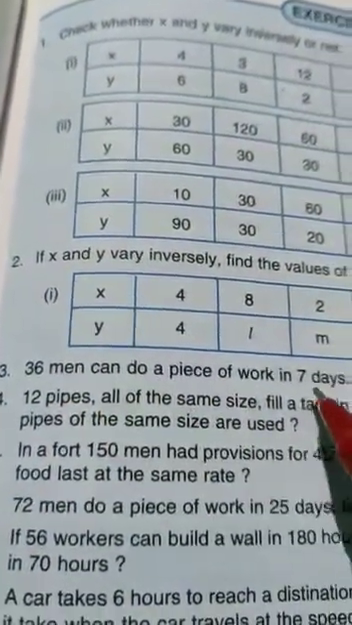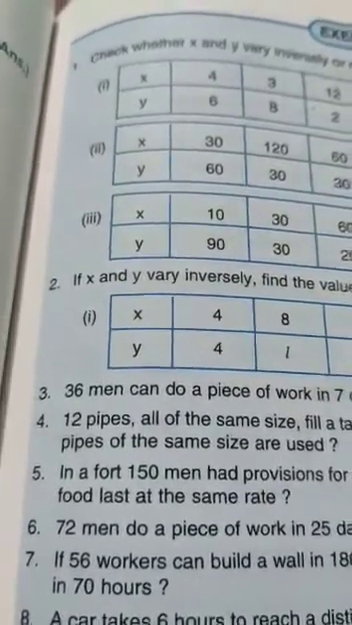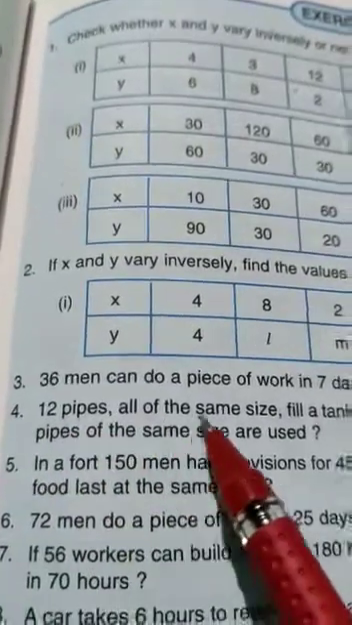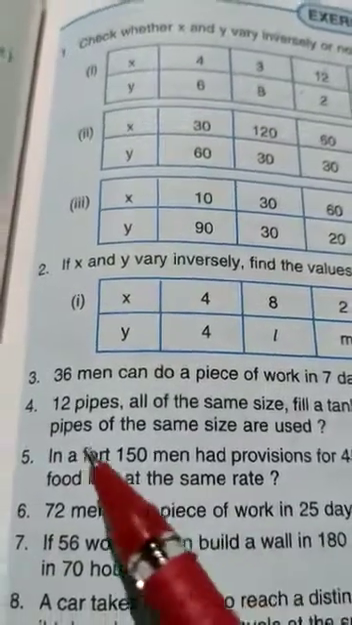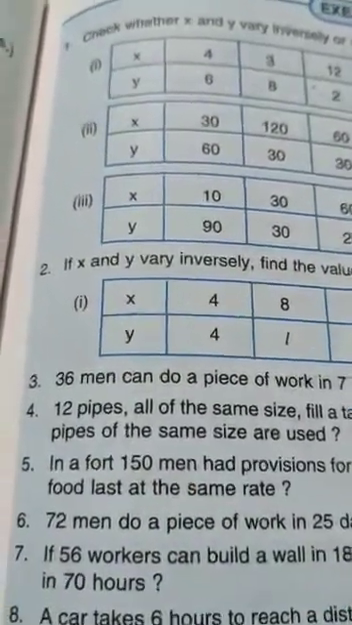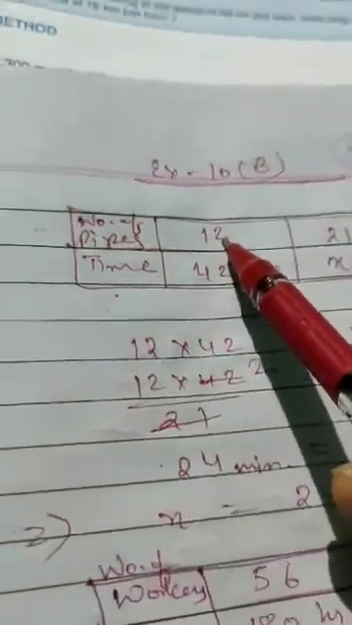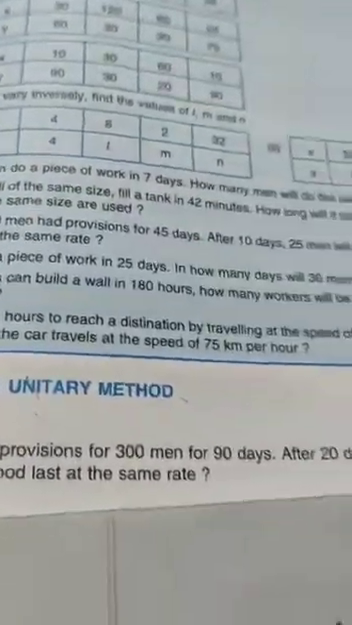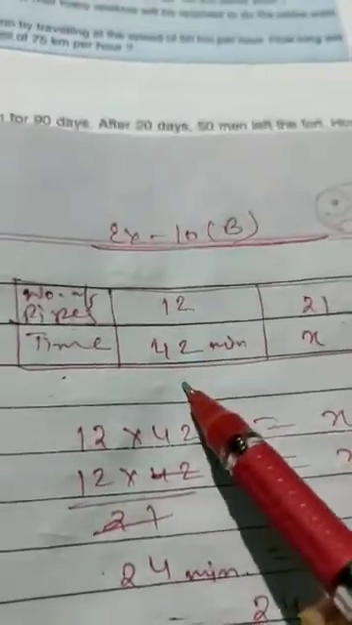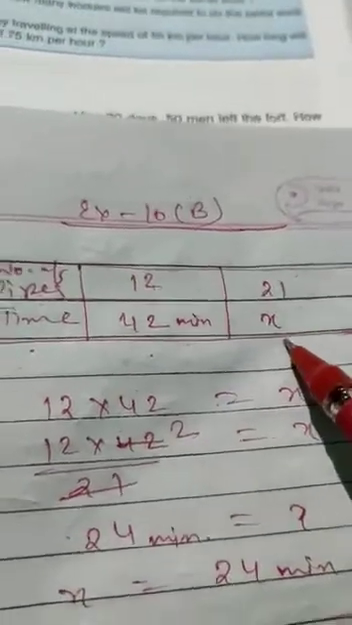Okay, the 3 number I think it is easy, you can do it. 36 men can do a piece of work in 7 days, and how many men will do the same work in 42 days? You can do 4 numbers. See, 12 pipes all of the same size fill a tank in 42 minutes. How long will it take to fill the same tank if 21 pipes of the same size are used? First of all, make a table like this. Write here number of pipes and time. Number of pipes here given 12 pipes of the same size fill the tank in 42 minutes. And 21 pipes, how much time will it take? We don't know, that is x.